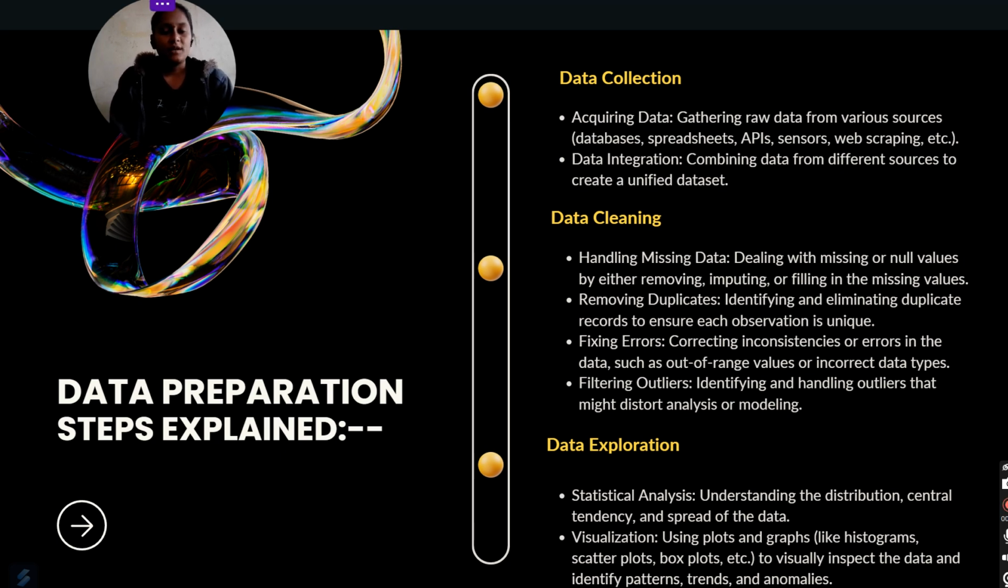Second is data cleaning, in which the first step is handling missing values, dealing with missing or null values by either removing, imputing, or filling in the missing values. Second is removing duplicates, identifying and eliminating duplicate records to ensure each observation is unique. Third is fixing errors, correcting inconsistencies or errors in the data such as out of range values or incorrect data type. Fourth is filtering outliers, identifying and handling outliers that might distort analysis or modeling.